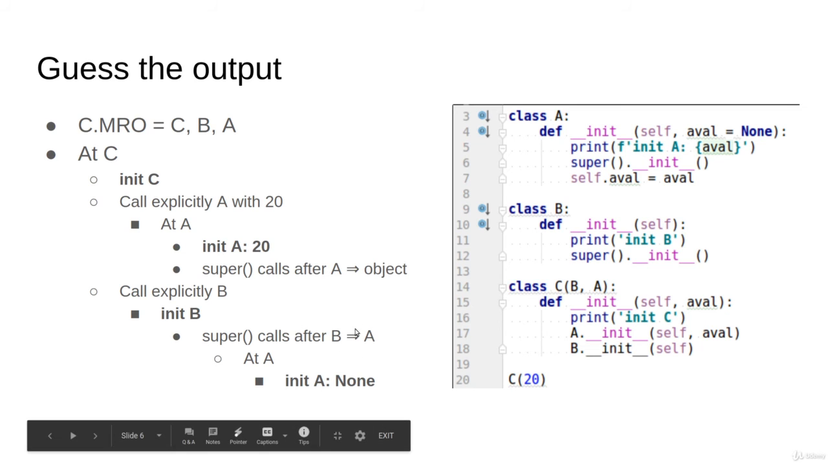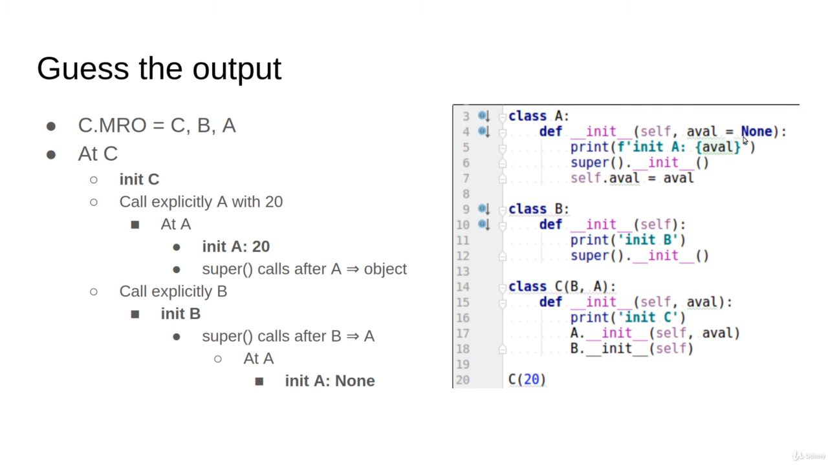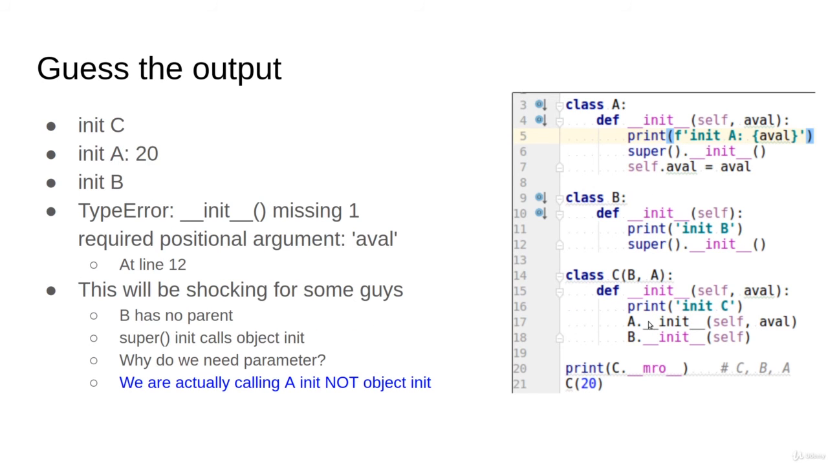Init A none here is very counterintuitive and wasn't expected. Let's try to remove the none from here. What's going to happen? You will get an error. The error would say that one parameter is missing at line 12. And someone who doesn't understand super will get shocked. Super is calling the parent of B, which is object. Why do we need a parameter here? He will never understand what is happening.